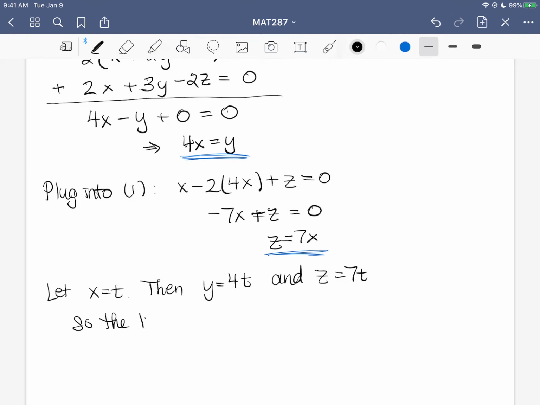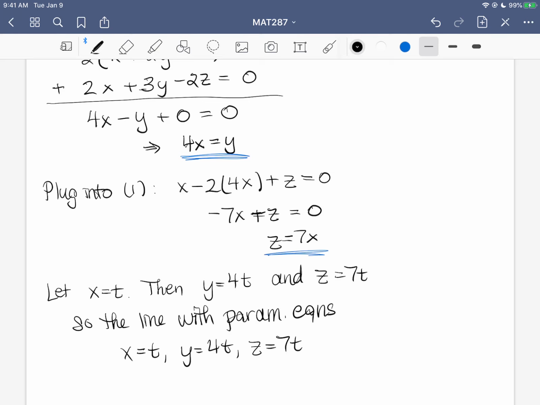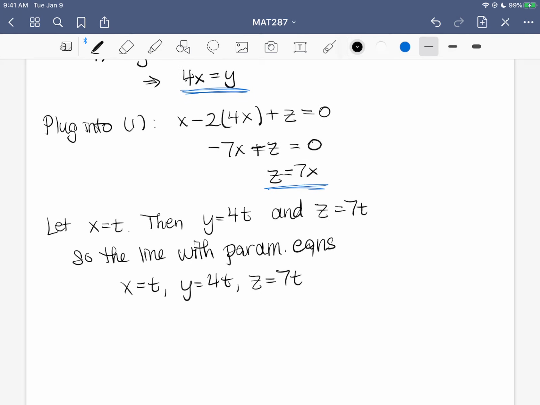So the line with parametric equations, x equal t, y equal to 4t, z equal to 7t, lies in the intersection of the planes, or gives the intersection.